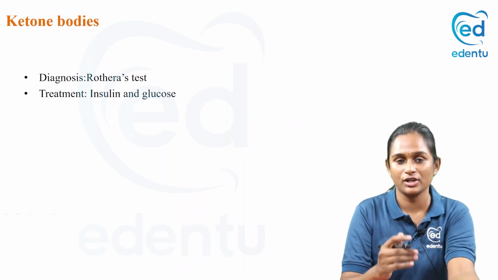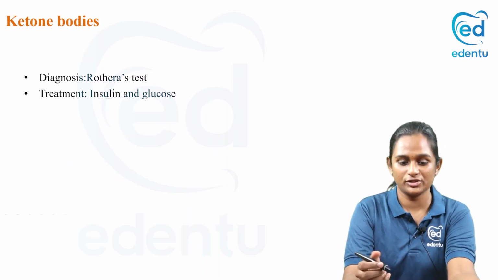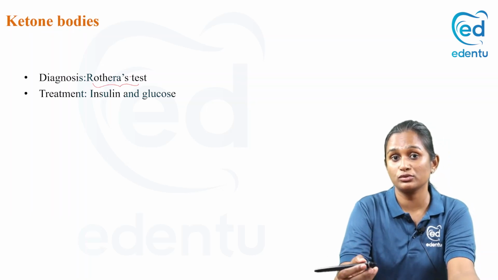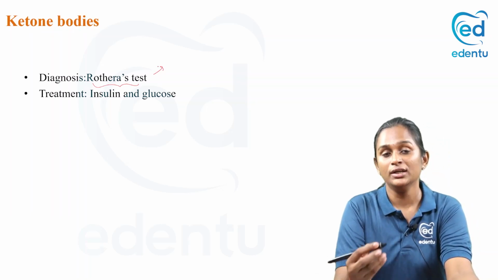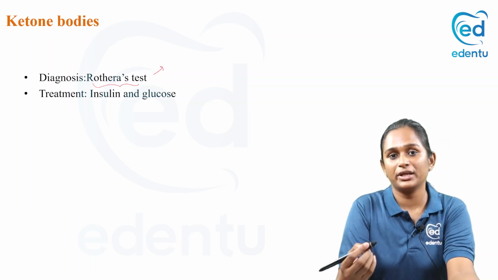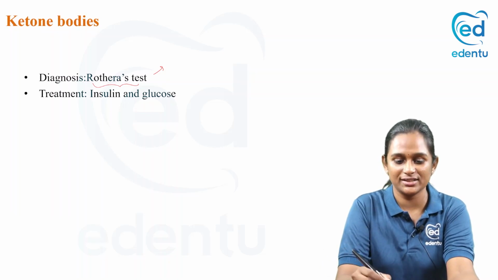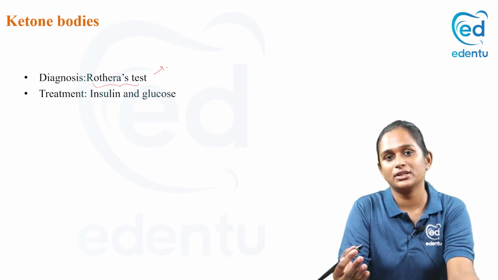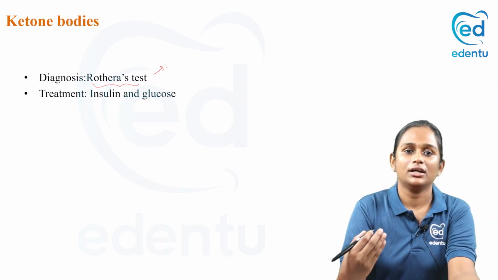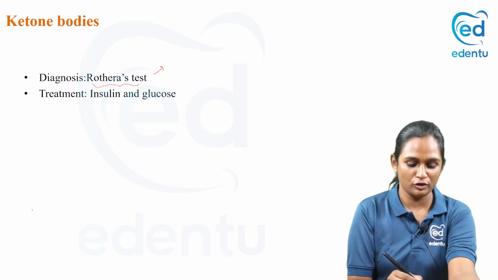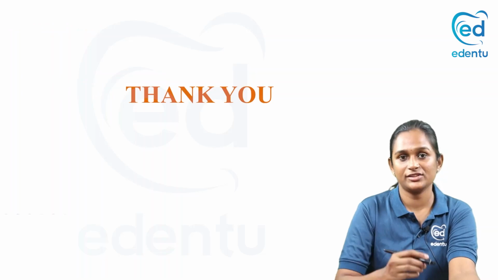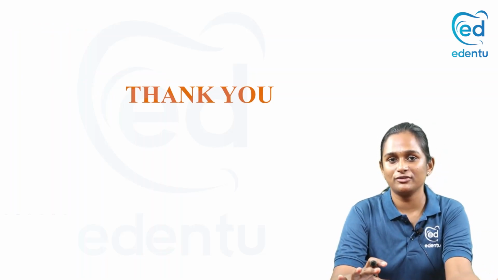How will you diagnose? We should look for the presence of ketone bodies in the urine. The test used for that is Rothera's test. This can be an MCQ. The treatment for diabetic ketoacidosis is providing insulin and glucose. So that's all about the metabolism of ketone bodies.